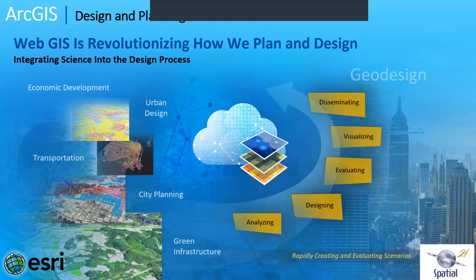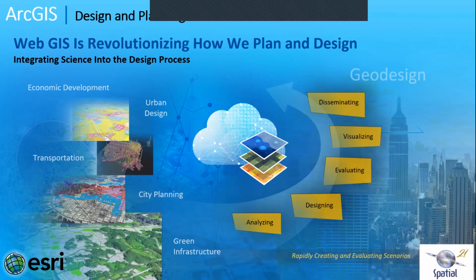So we're going to look next at design and planning. The WebGIS pattern is changing how designers think and do their work. It's integrating science into the design process. People now can get data off the web as services, do interactive designs, look at scenarios, analyze them, evaluate the consequences of them, and then share and disseminate the results.